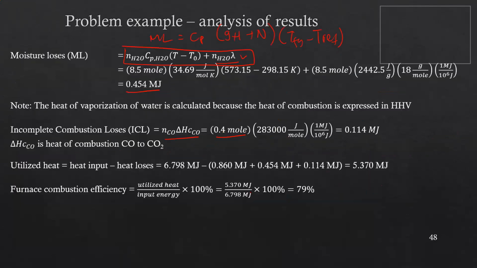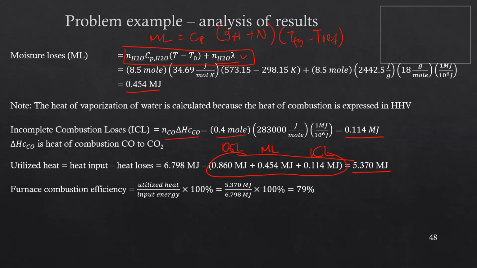Okay, so we can get the incomplete combustion losses, 0.114 megajoule. And then we calculated the utilized heat, or the panas yang dimanfaatkan, which can be calculated by heat input minus heat losses. Then we have this one, 5.37. So this is actually the heat losses from the DGL, from the dry gas losses, from the moisture losses, and from the incomplete combustion losses.